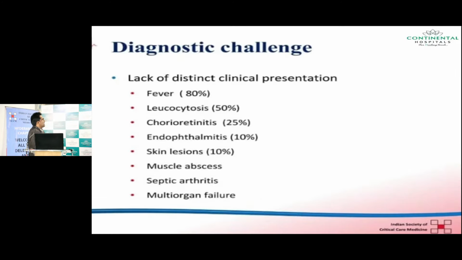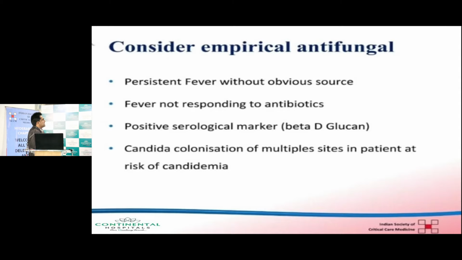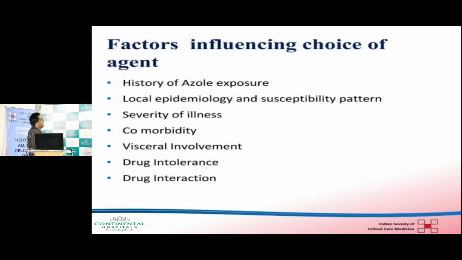The problem with fungal infection is that we can have fever, leukocytosis, adenomatous features, abscess, a wide variety of features they present with. Empirical treatment is given when there is persistent fever without an obvious source, the fever is not responding to antibiotics, and any biomarker is positive; predictive rules can help to consider antifungal therapy. Factors influencing the choice of an agent: if there is a history of azole exposure, we can't use azoles one more time. Local epidemiology is very important. Severity: the sicker patient requires a higher antifungal. Comorbidities are important. Organ involvement, as the duration of antifungal treatment is longer. Drug intolerance is another concern.